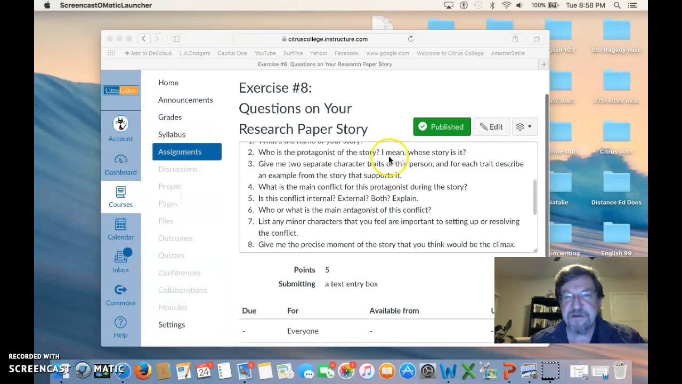Give me two separate character traits of this person. For each trait, describe an example. Okay. In the very beginning of the story, one thing I know about Lyman is that he tells me he's good with money, he's lucky with numbers, things like that, which tell me he's not the usual Chippewa Indian. He's a little bit unusual, a little bit different. I know that he's younger than Henry is. And so those are decent character traits to come up with.